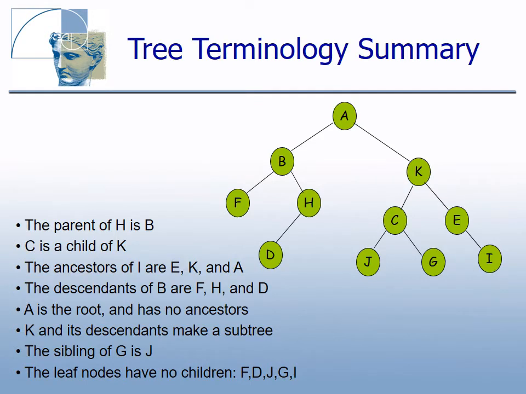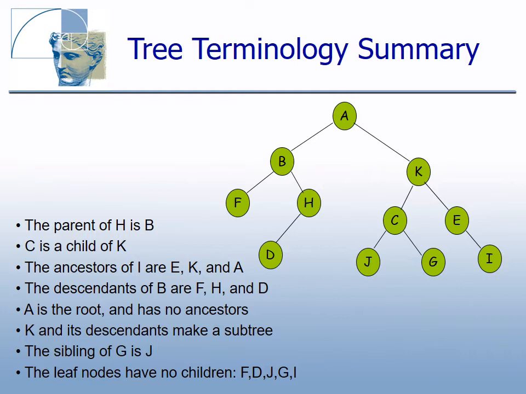There are many notions related to tree structures. First, we will try to grasp them by example, and then we will give more formal definitions. In the shown tree, the parent of H is B. C is a child of K. The ancestors of I are E, K, and A. The descendants of B are F, H, and D. A is a root and has no ancestors.